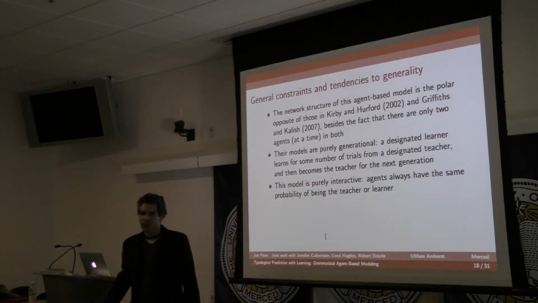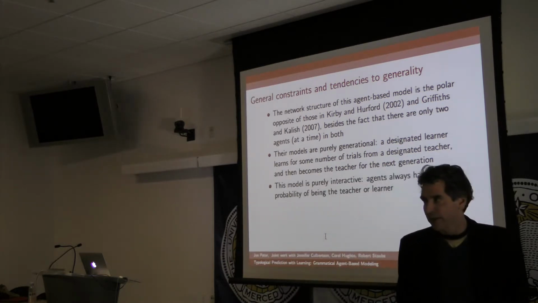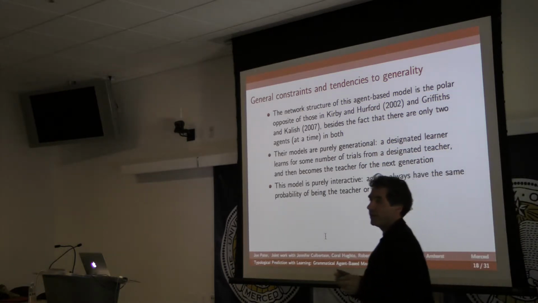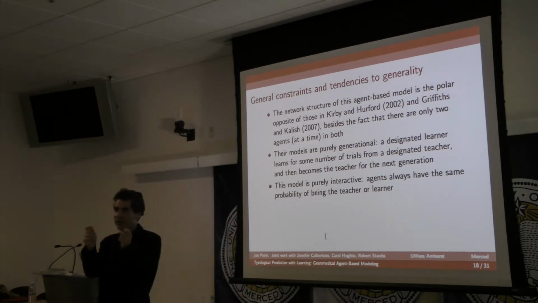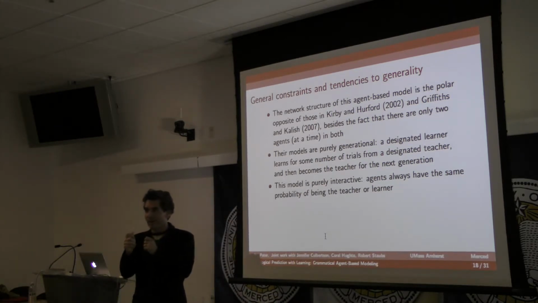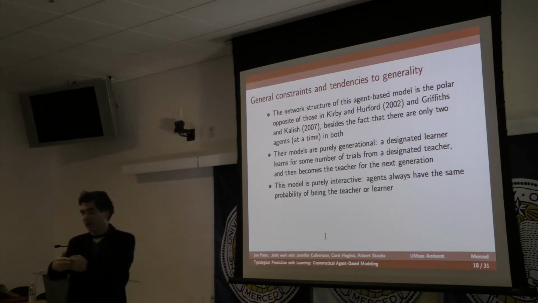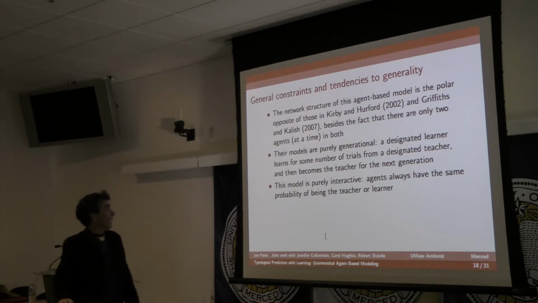For those of you who are familiar with the other models of iterated learning, this is, in a sense, the polar opposite of what Kirby and Hurford or Griffiths and Kalish do. They have what you can think of as purely generational learners. They also, like us, have 2 agents. But at any one time, one's the teacher and is giving data to the learner, and the learner is learning from some number of trials, and then that learner becomes a teacher, and you have another generation, and so on.